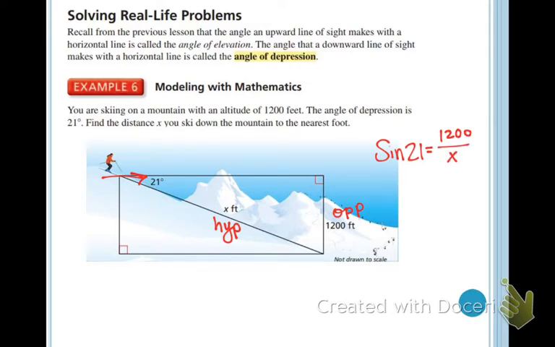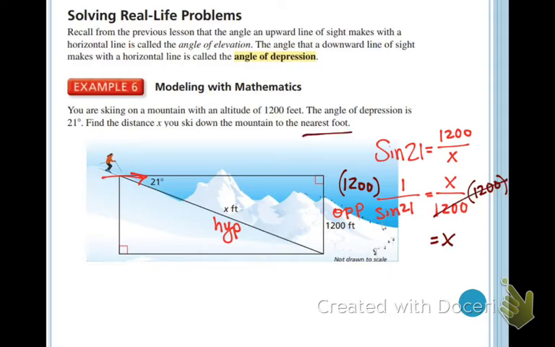Can I multiply both sides by 1,200? I cannot, so I need to flip both sides. Now I can multiply by 1,200. We're rounding, it says to the nearest foot. That's so we're on the same page, nearest foot. If you think your answer is crazy, please understand the hypotenuse is the longest side, and the altitude was 1,200 feet. So it's going to be much bigger than 1,200 feet. So what do we get? 3,349 feet.